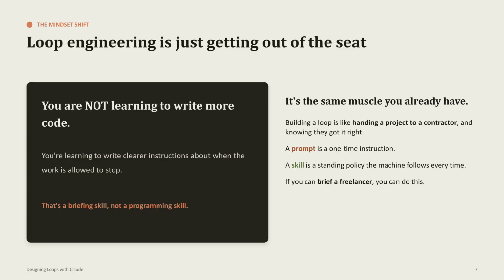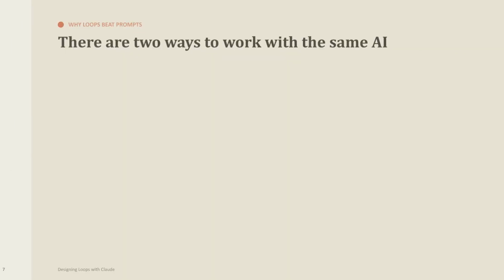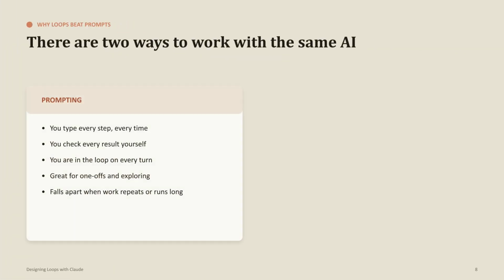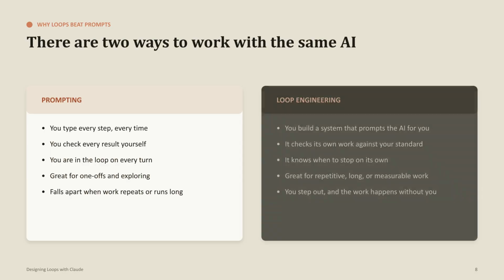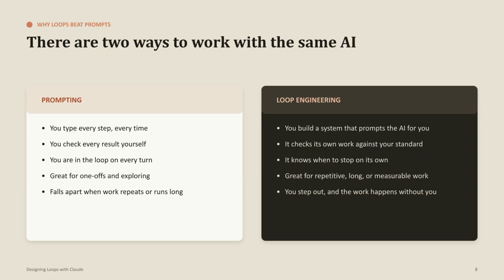Think of it like handing a project to a freelancer. A prompt is a one-time instruction, while a skill is a standing policy the machine follows every time. Comparing the two methods, prompt engineering requires you to be in the loop for every single turn. Loop engineering, however, builds a system where the AI checks its own work against your standards and knows when to stop, allowing you to step out.